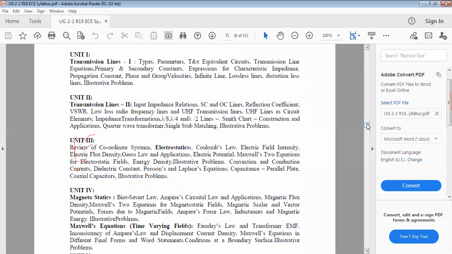In transmission lines 2, see here: input impedance relations, short circuited and open circuit lines, reflection coefficient, VSWR, low loss radio frequency lines, UHF transmission lines, UHF lines as circuit elements, impedance transformations, lambda by 4, lambda by 2, lambda by 8, and Smith chart applications. Again, how to find the input impedance of the transmission line using the Smith chart method. Similarly, the quarter wave transformer, also called an impedance inverter, single stub matching, how to provide proper impedance match, and related problems.